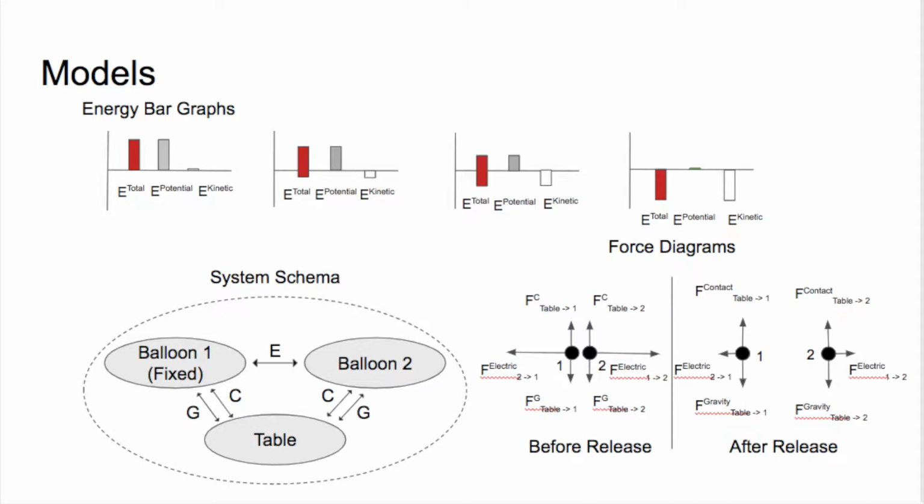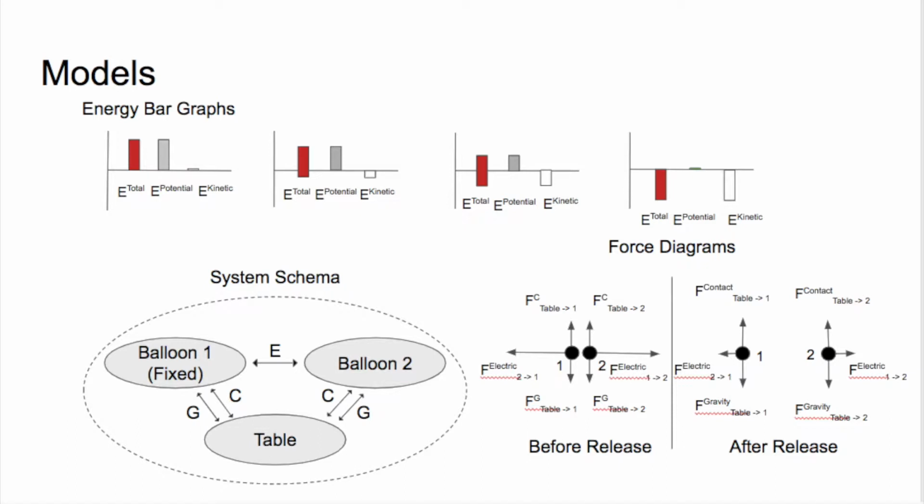For the energy bar graphs, the total energy shifts from potential when the free balloon is held next to the fixed balloon to kinetic as the free balloon is repelled away. There's a high potential energy at first when they are held next to each other, and once the free balloon is released, the kinetic energy begins to increase as it accelerates from being repelled. This causes the potential energy to decrease since the energy is conserved in the system.